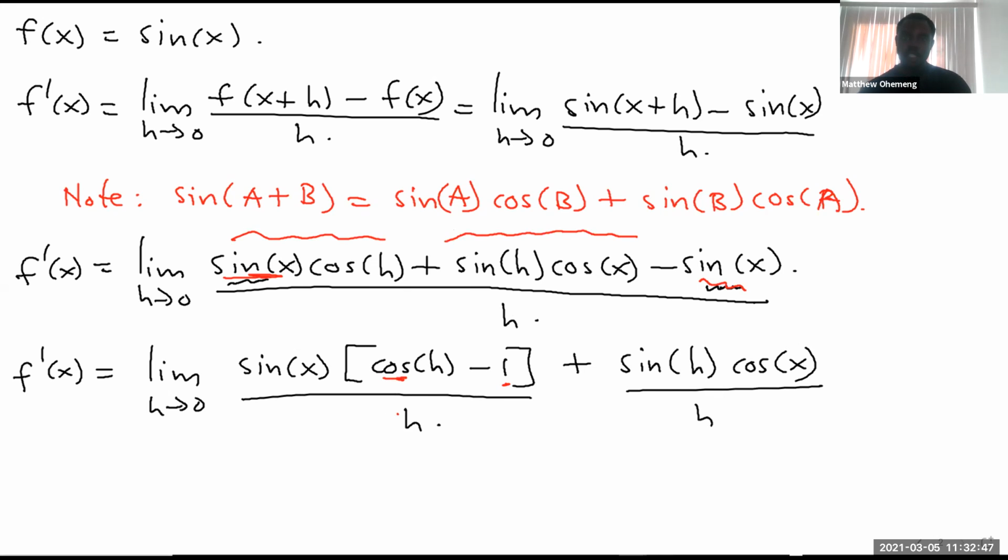Okay. Please, any questions up to this point? Let me put these in parentheses so that you see the limit applies to the two. Now, at this point, the limit of a sum is the sum of the limits, right? So you have f prime being equal to what?